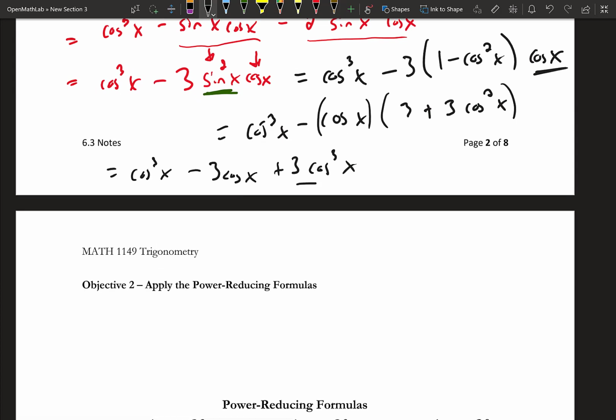And then I can combine like terms. So this would end up being 4 cosine cubed x minus 3 cosine x, right? Which is what we're trying to get after. That's equal to the right-hand side, right?